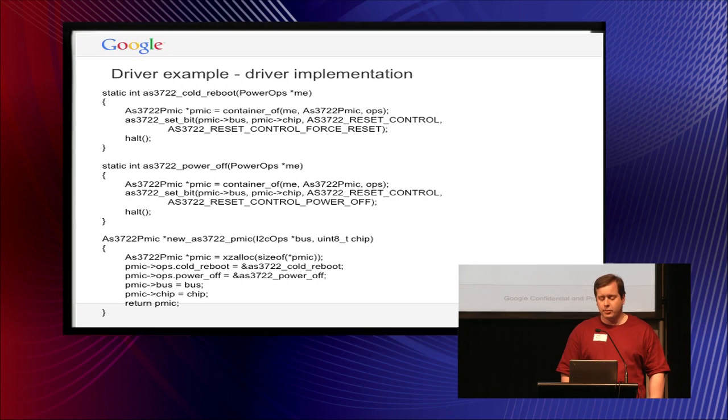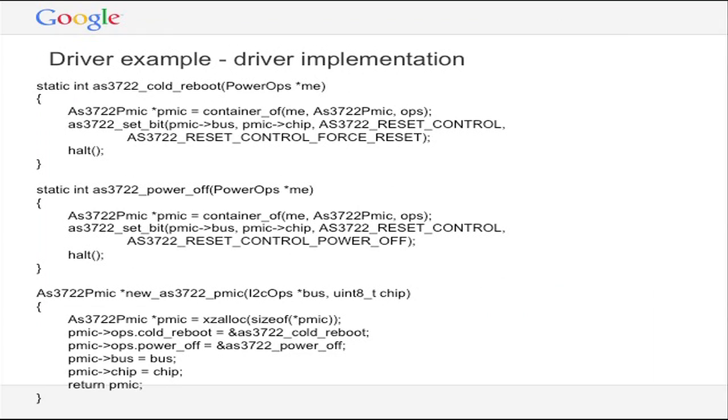And here's the implementation of that driver. This is actually what I was describing earlier, where this is about 2/3 of the driver. There's a few utility functions above which aren't shown. But looking at the cold reboot, for example, what it does first is it uses the container of macro to extract the containing object, which has the extra information that it needs. And then it uses the bus parameter, which is the I2C bus interface, and the chip, which are stored in that structure, to request that the PMIC power the system off. Or excuse me, in that case, reboot it, in the case below, power it off.